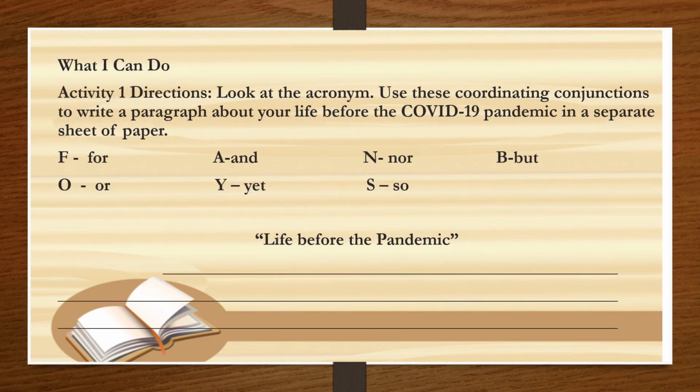What you can do. Activity 1. Directions: look at the acronym. Use these coordinating conjunctions to write a paragraph about your life before the COVID-19 pandemic in a separate sheet of paper. So you have F for, O or, A and, Y yet, N nor, S so, B but. The title is Life Before the Pandemic.